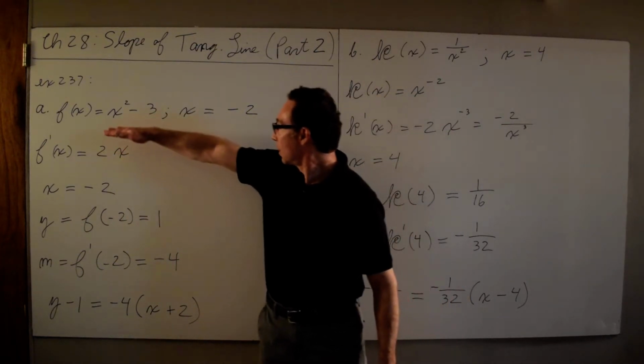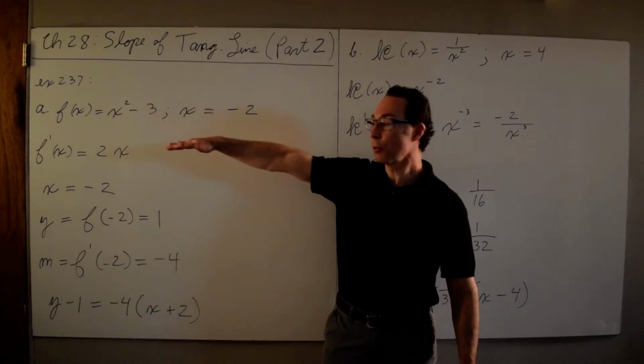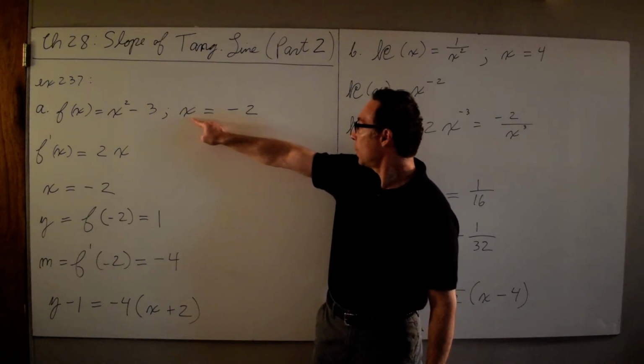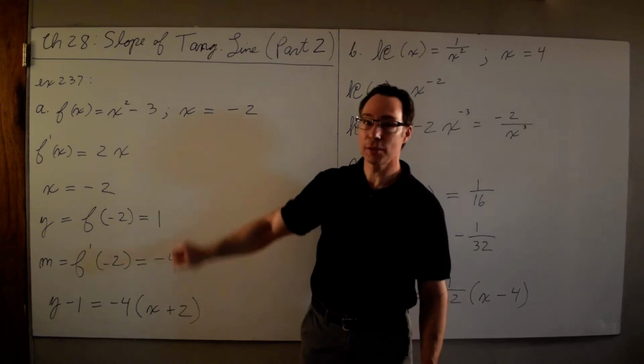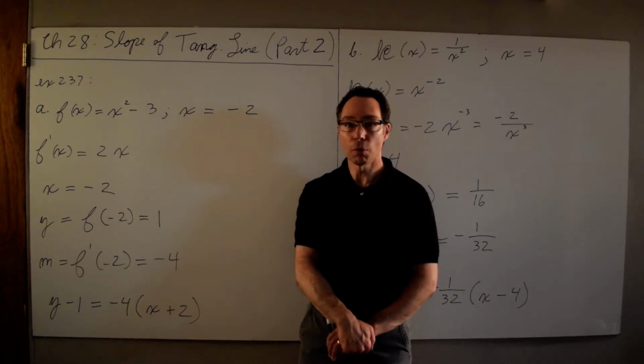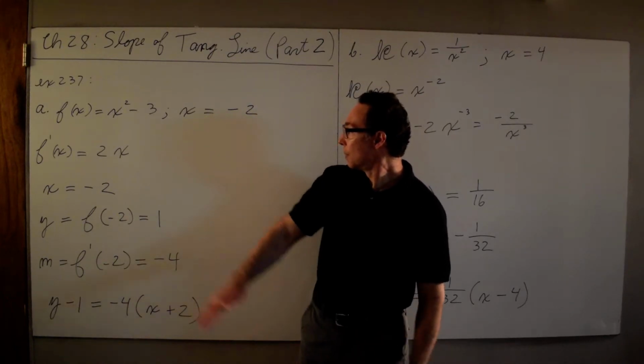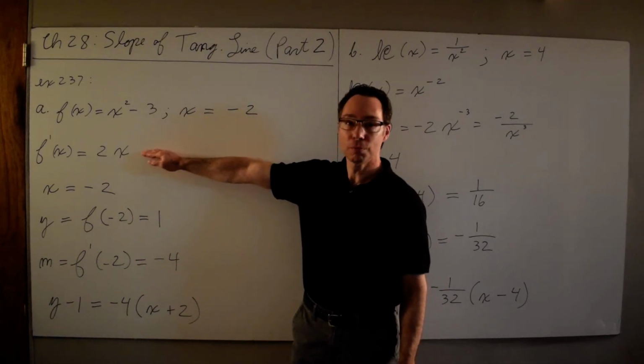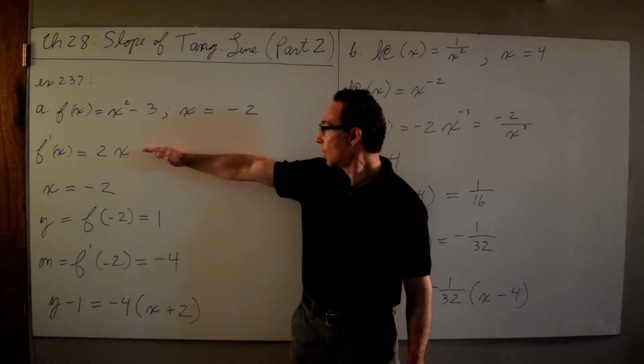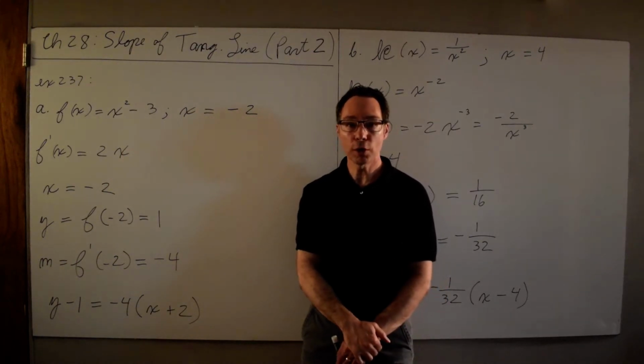So we were given the function x squared minus 3, and we want to find the equation of the tangent line at the point where x is negative 2. What we learned in the last video is a derivative gives us the slope of the tangent line. So we calculate the derivative. It's simply 2x.